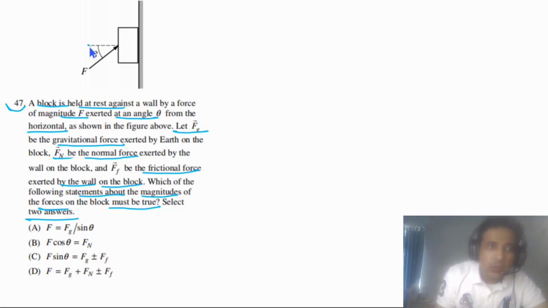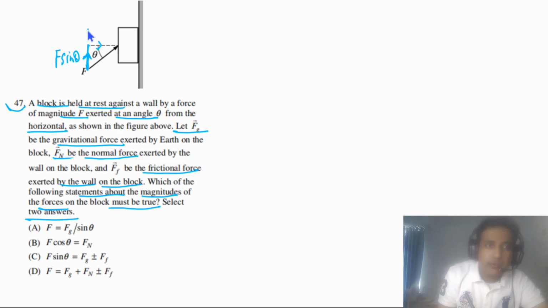And we can resolve this force into its two components. One component is acting vertically upwards and one is acting to the right. So this has two components. And this component of the force, we can say upward, has to be F sine theta, because this is opposite to the angle.